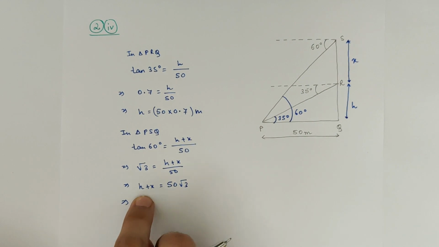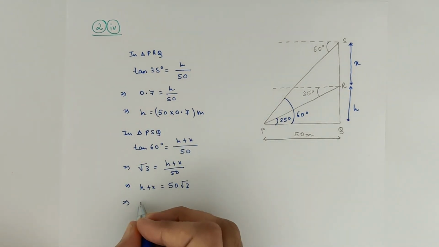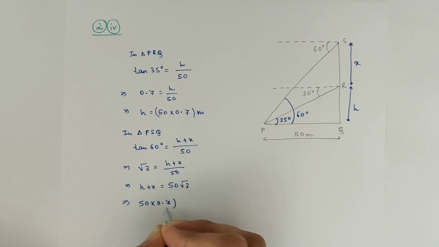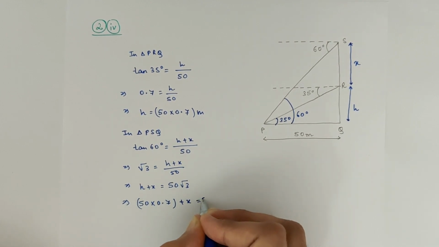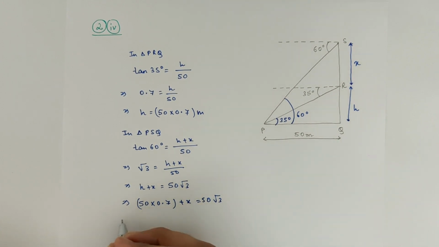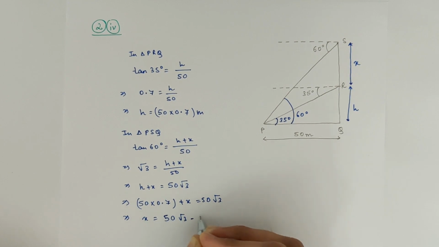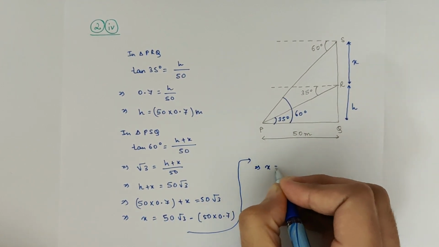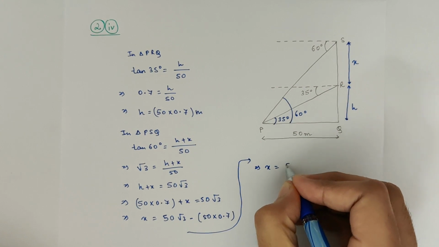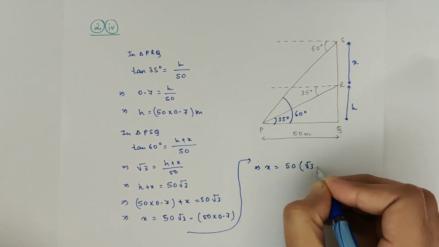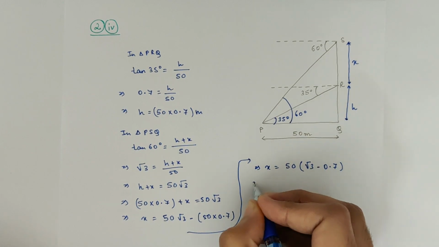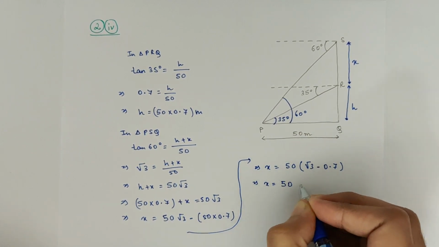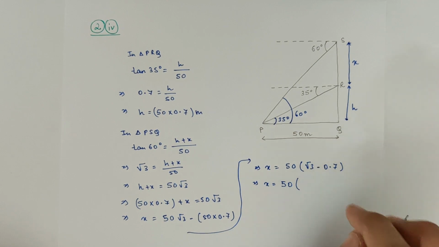Now we know the value of h, which was 50 into 0.7. So 50 into 0.7 plus x is equal to 50 root 3. Therefore, x is equal to 50 root 3 minus 50 into 0.7. Now what we will do is, we will take 50 common. So if we take 50 common, what do we get? Root 3 minus 0.7. Therefore, x is equal to 50 (root 3 minus 0.7). The value of root 3 is 1.732.